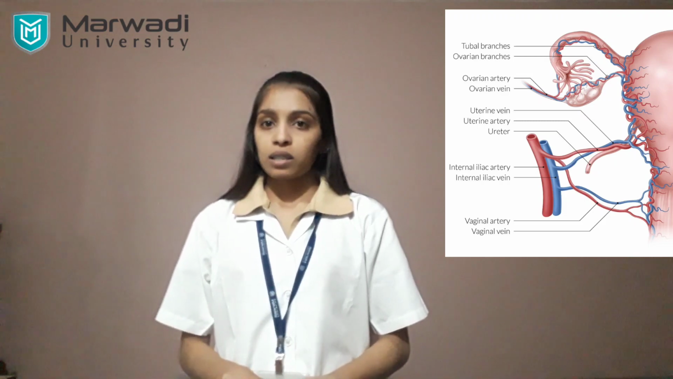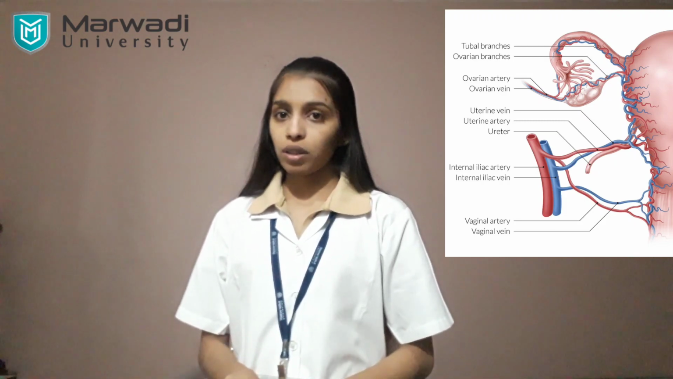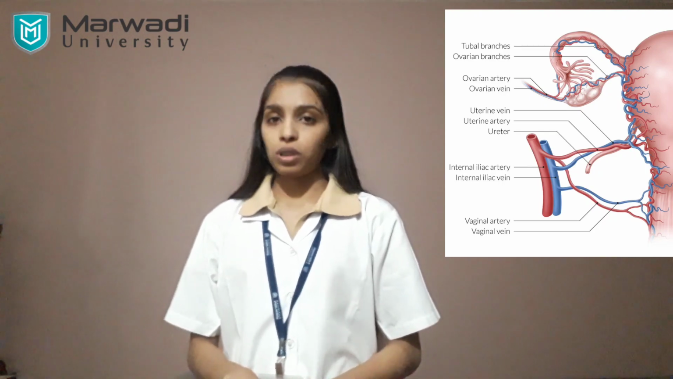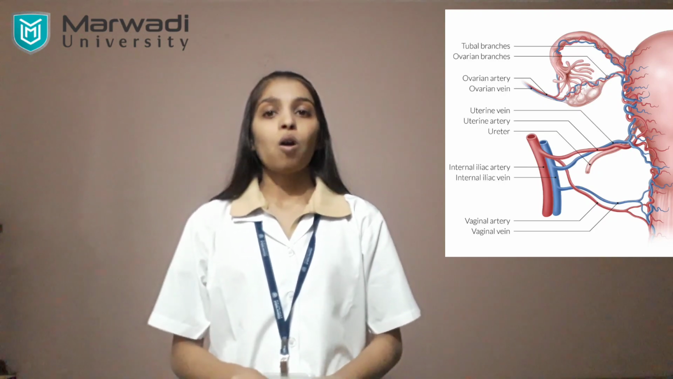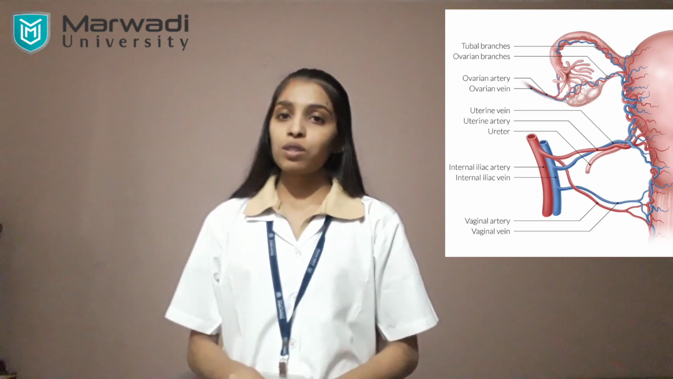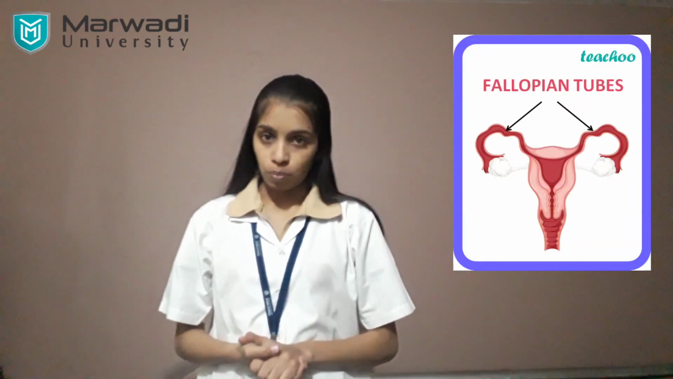Blood supply of the uterus: it is the uterine artery and uterine vein. Nerve supply of the uterus: inferior hypogastric plexus. The next internal organ is the fallopian tube.